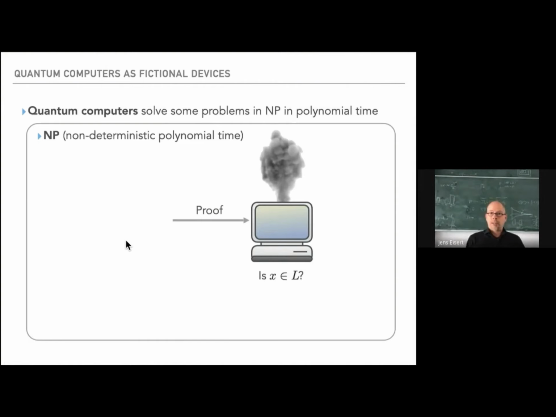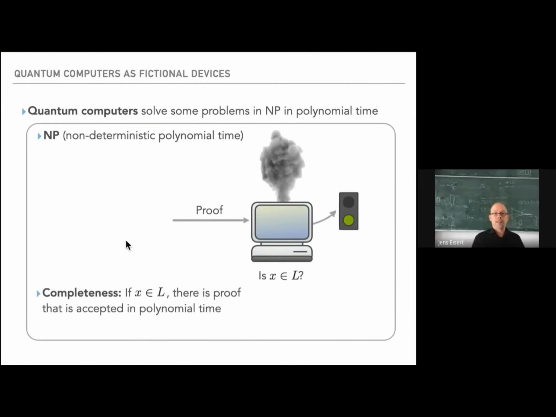There are two important properties that such a proof system should have. The first is completeness. So if the input is in the language and the formula is satisfiable, then there should be a proof that is accepted. And it should have the soundness property, which is the property that if the input is not in the language, then whatever the prover tells the verifier, it is going to reject, and no proof is accepted.